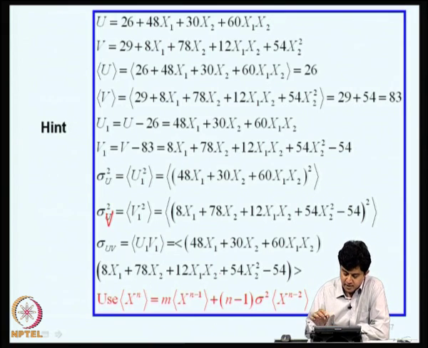So when you do it, for instance, you will get terms like expected value of x1 square x2 square, or x1 cube and x2 square, etc. To evaluate that, you need to use the result that you need to show as the first part of this exercise. This I leave as an exercise. You can use the characteristic function and show this.